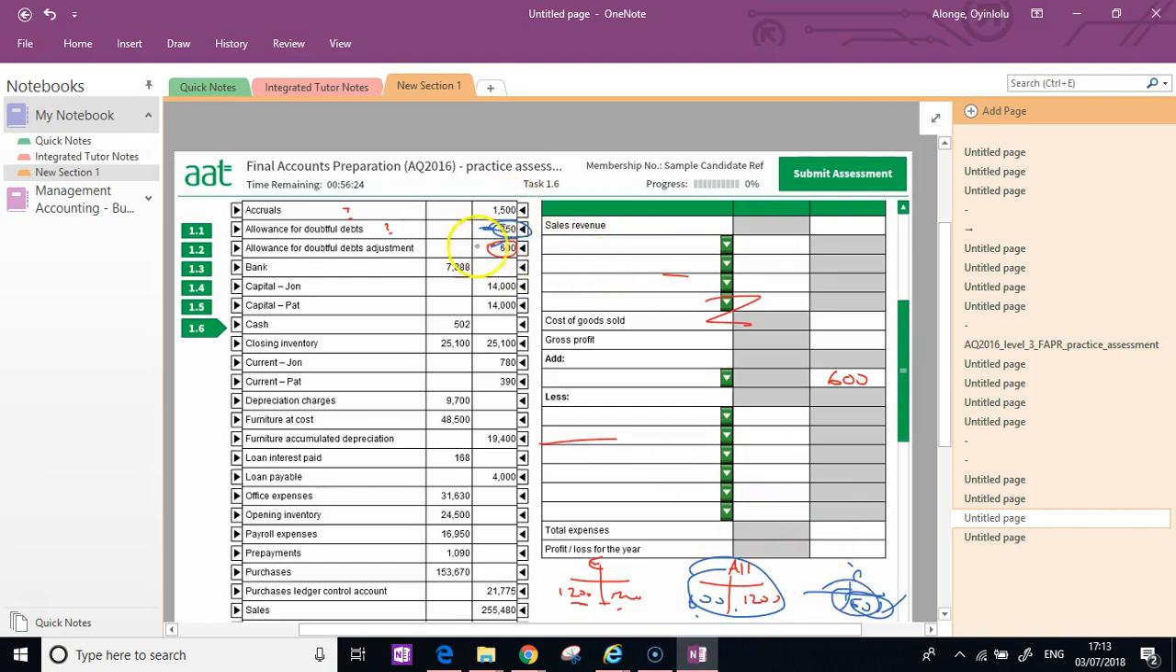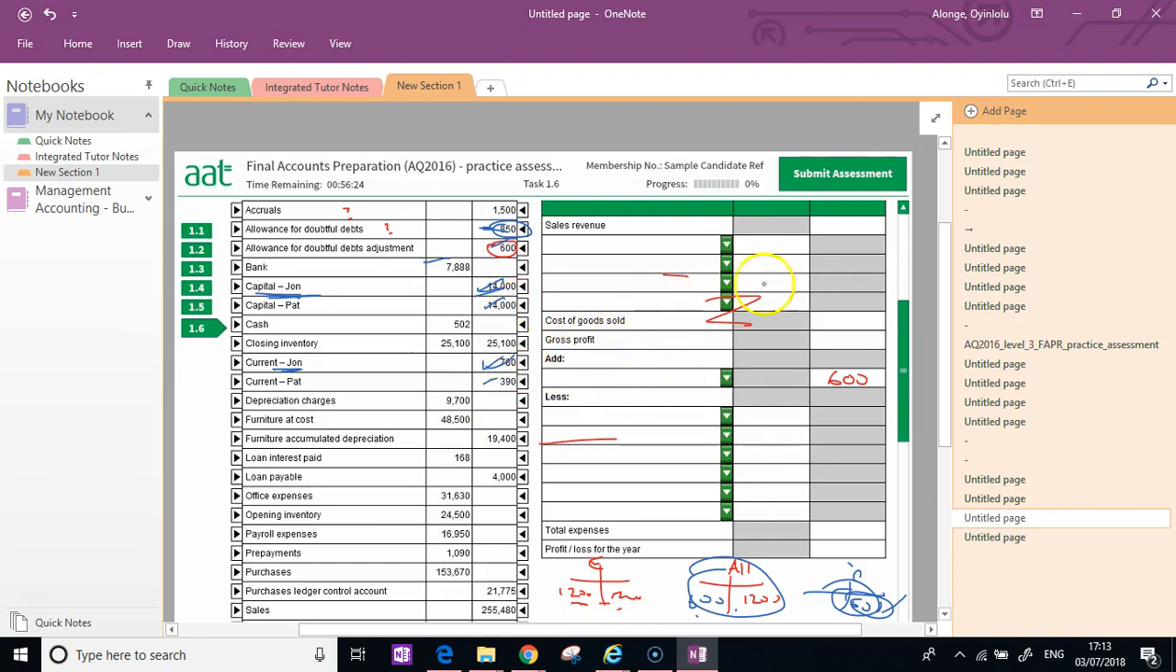So this is income. Bank is an asset. This is all in the capital section. I've highlighted before that John's capital and John's current are all capital, really. So I expect to see this in the equity section. This is opening capital and opening current. And then stuff will happen. And same thing for Pat. I expect to see this in the capital sections of his statement of financial position.